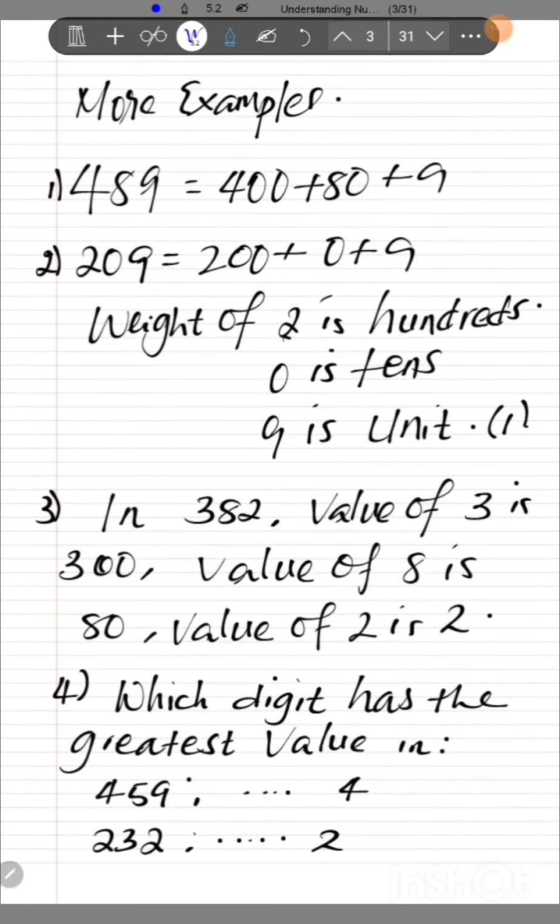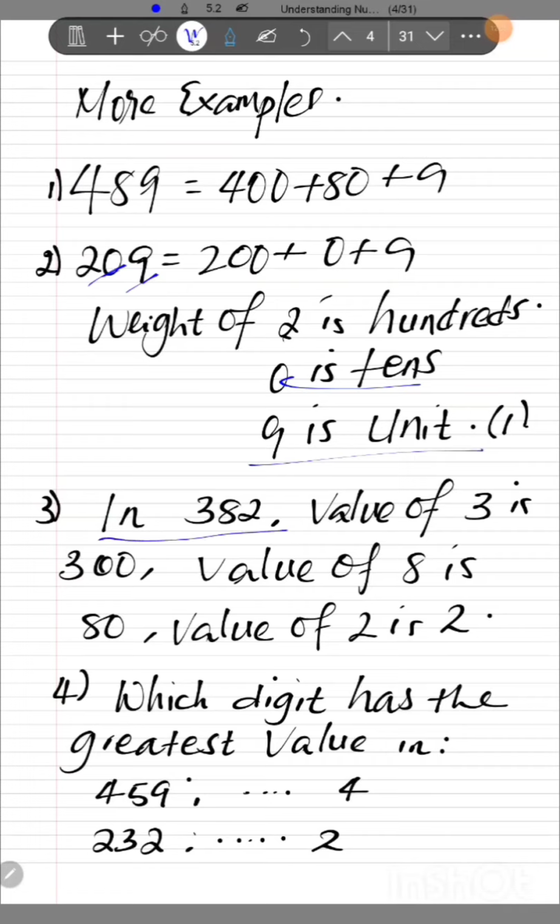Okay, more examples. 489. 209 is 200, 0 tens, and 9. In 209, the weight of 2 is hundreds, the weight of 0 here is tens, and the weight of 9 is units.